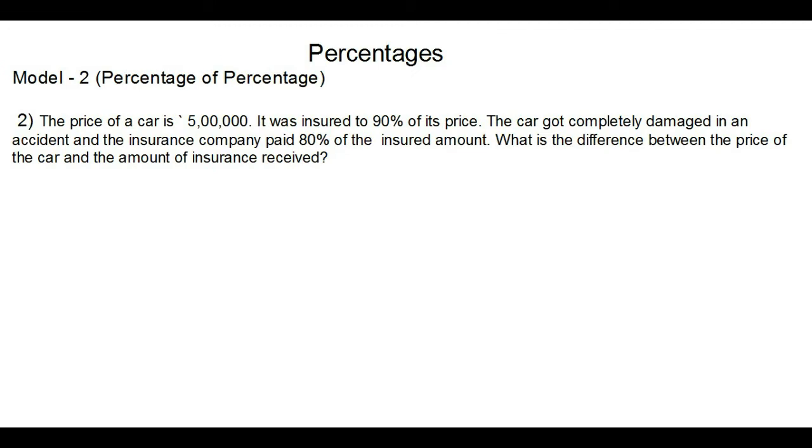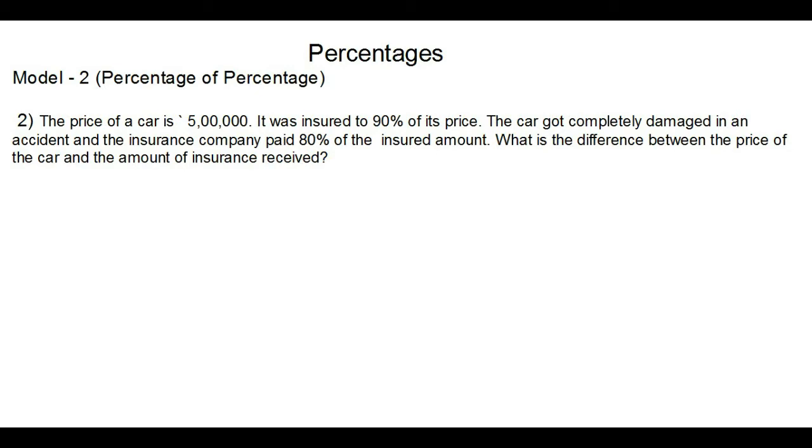The question here is, the price of a car is rupees 5 lakhs. It was insured for 90% of its price. The car got completely damaged in an accident and the insurance company paid only 80% of the insured amount. What is the difference between the price of the car and the amount of insurance received?